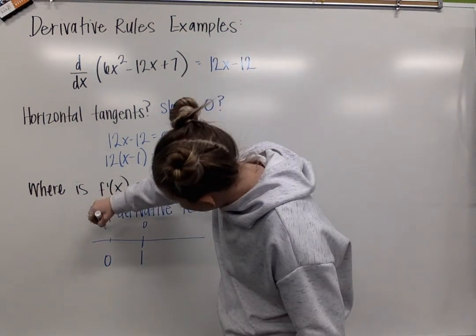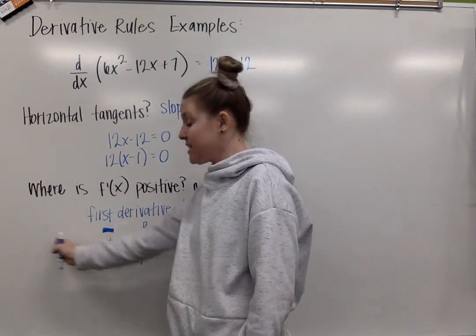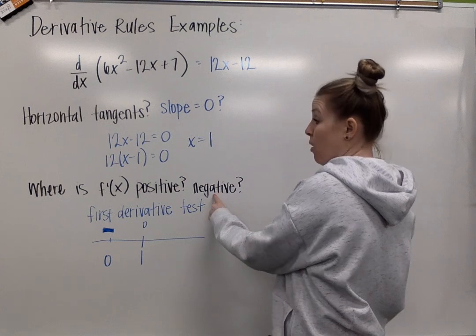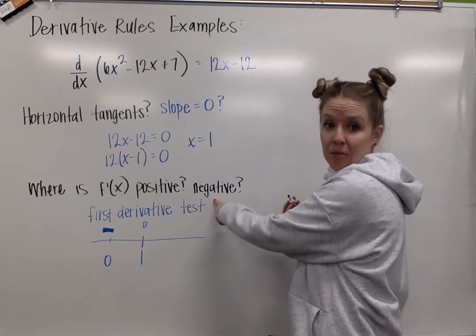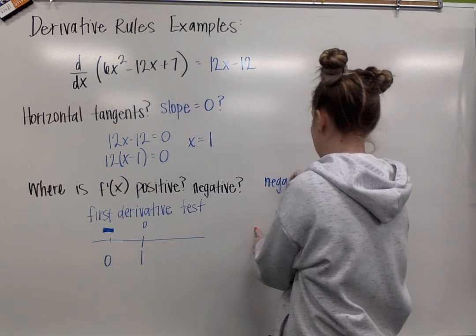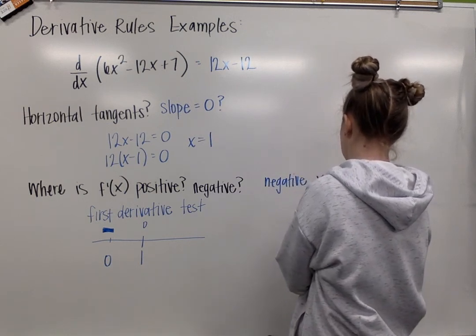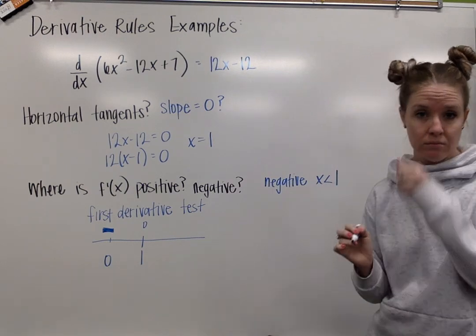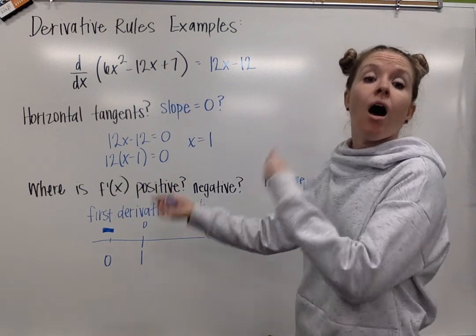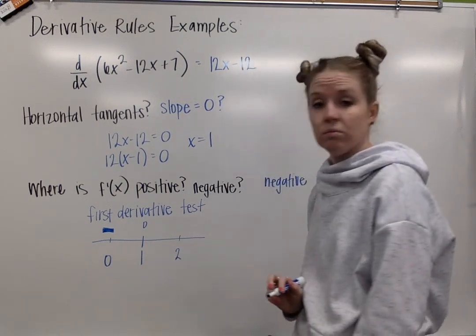That tells me every single value on this side of 1 is going to have that negative slope. So my derivative, my f prime of x, is negative. So I'm going to write this here, negative when x is less than 1. Okay? Then I'm going to test a point greater than 1, above 1. So I'm going to test 2.